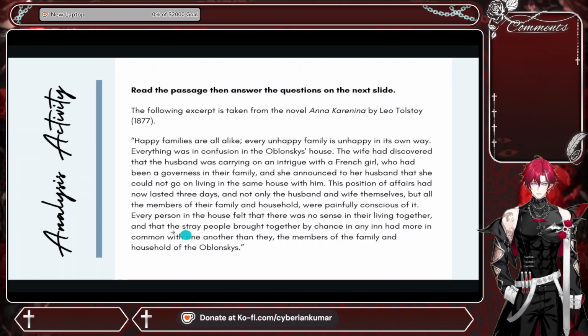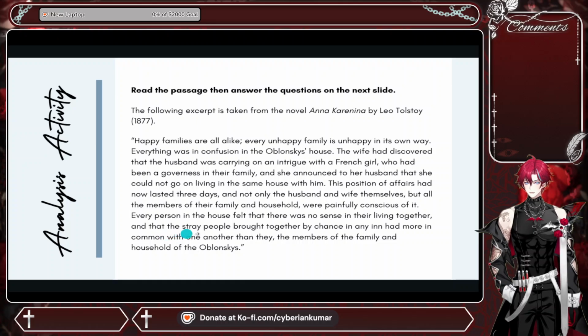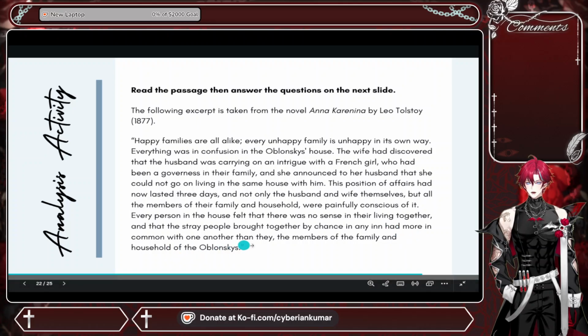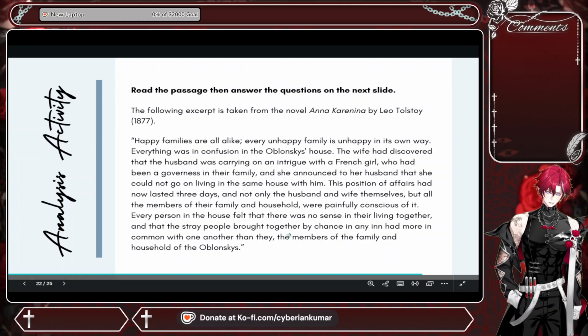Every person in the house felt that there was no sense in their living together, and that the stray people brought together by chance in any inn had more in common with one another than the members of the family and household of the Oblonskys.